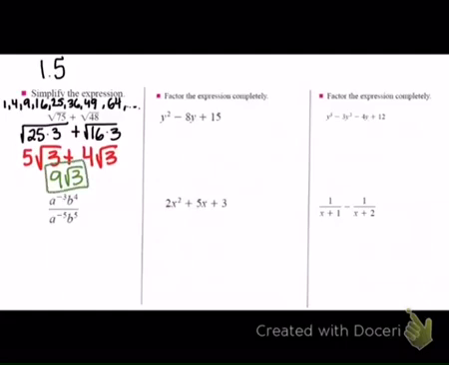I think it would be smart to practice this today. Okay. So you definitely want to be able to do those.